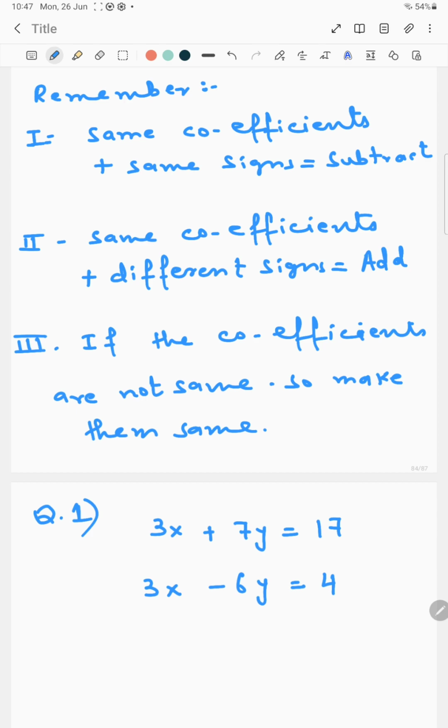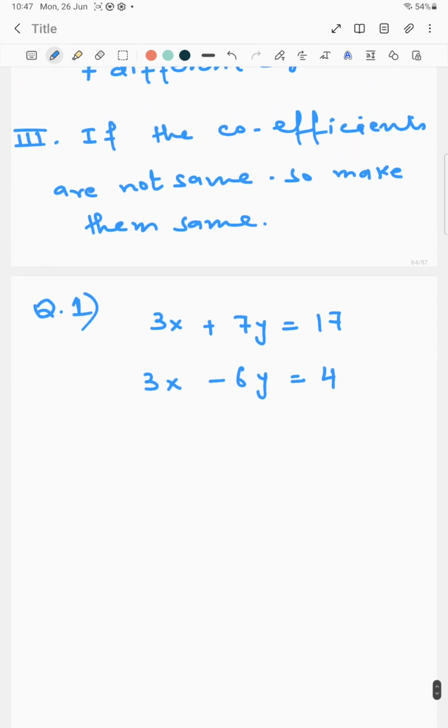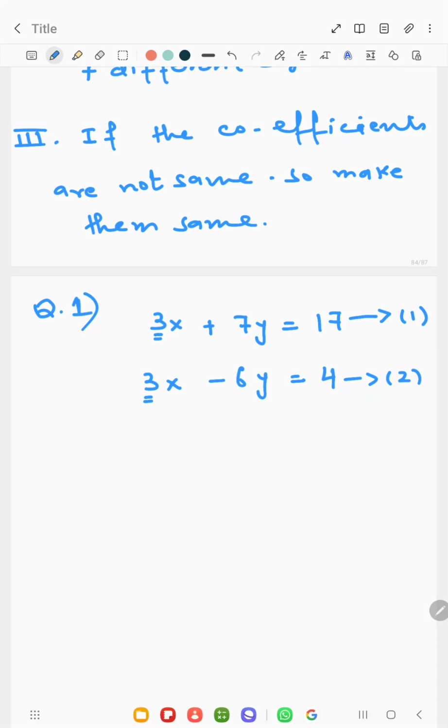Now we can see in this question, the coefficient of x over here is 3 and the coefficient of x in the second equation is also 3. You can just name them. This one is equation 1 and this one is equation 2. So in both the equations, the coefficients of x are same. You just have to make the coefficient of any one variable same and then you can apply the elimination method. Like in this example, the coefficients of x are same but with the same sign. If you don't have any sign before a number, it is always plus.